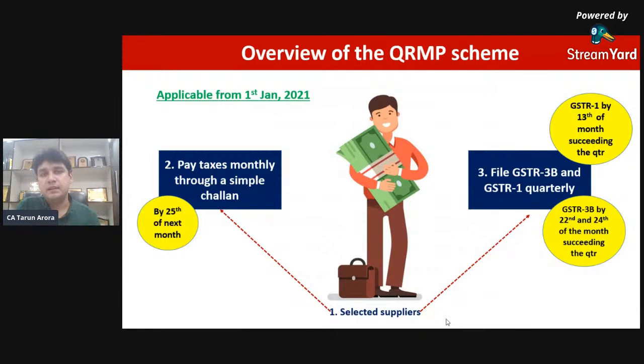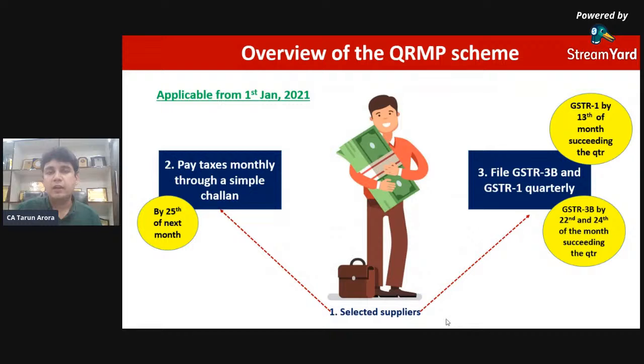In the third month, we will have to file our GSTR 1 by 13th, and we will have to submit our GSTR 3B return by 22nd and 24th. So basically, we have 3 aspects that we need to discuss. That is, who is the supplier who can opt under QRMP scheme? 2, what is the payment mechanism? Which form I have to use? Is there any option that I can avail while filing my tax payments?